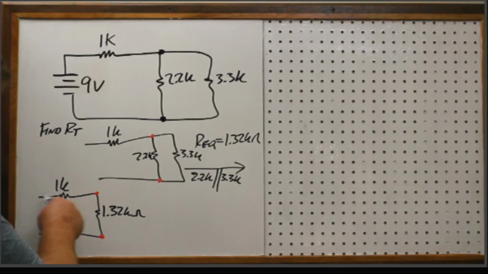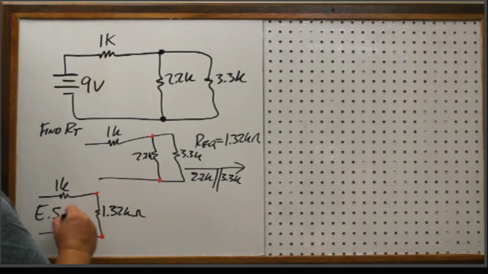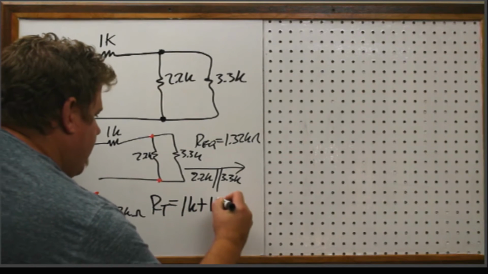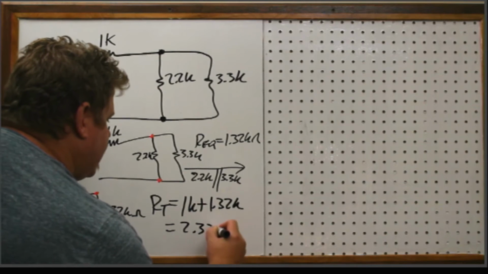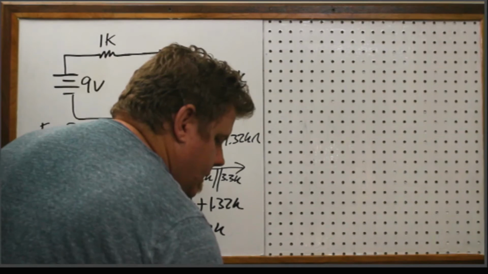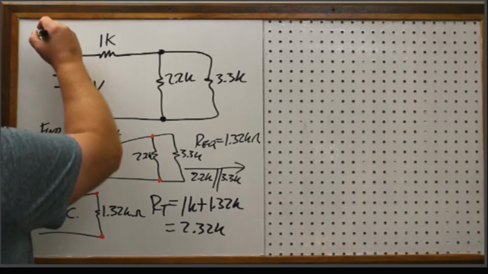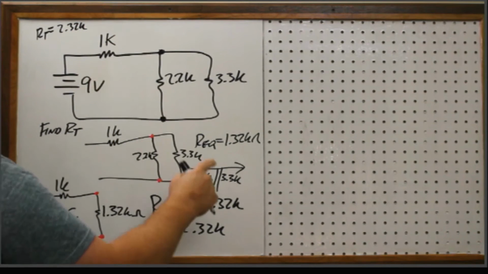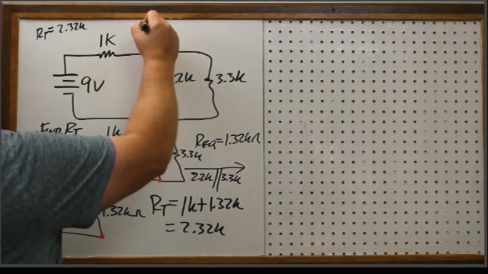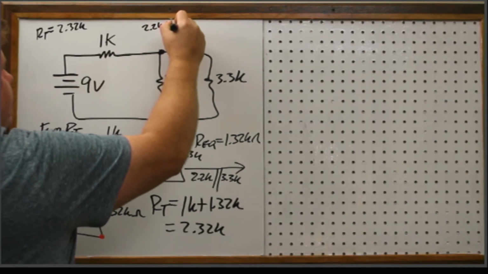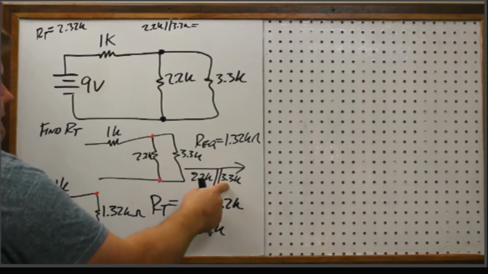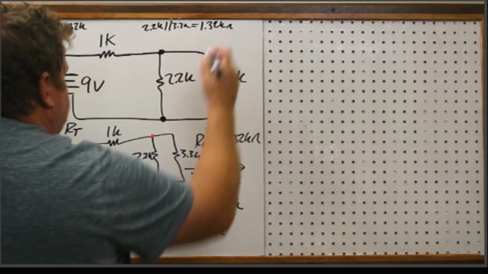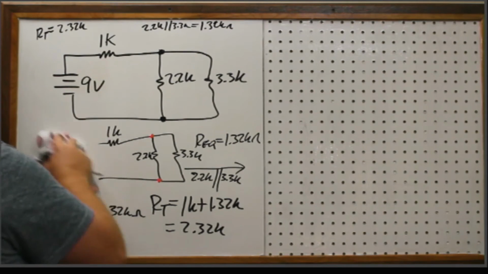So now that I have these together, I have an essentially series circuit, and I can find my RT is 1K plus 1.32K, which is 2.32K. So let me go ahead and write that up here. So RT is 2.32K. Now I want to remember that these two in parallel, so 2.2K in parallel with 3.3K, because I'm going to use this for my current division later. So I want to remember that that one was 1.32. Okay? I don't have a lot of space here, so that's why I'm writing everything up top.